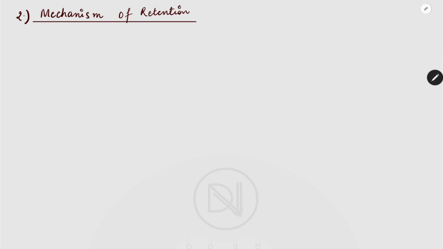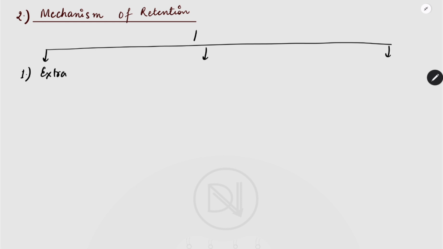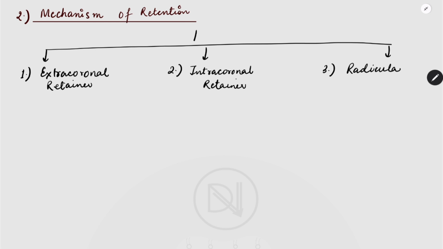Now coming to the second type of the classification, which is based on the mechanism of retention. So here the retainers have been classified into three categories again. The first one is your extracoronal retainer. The second one is your intracoronal retainer. And the third one is your radicular retainer.